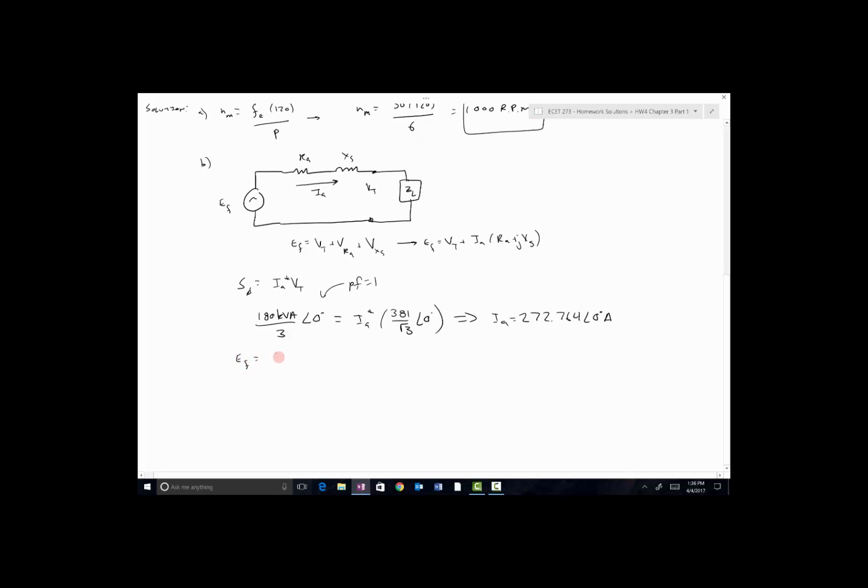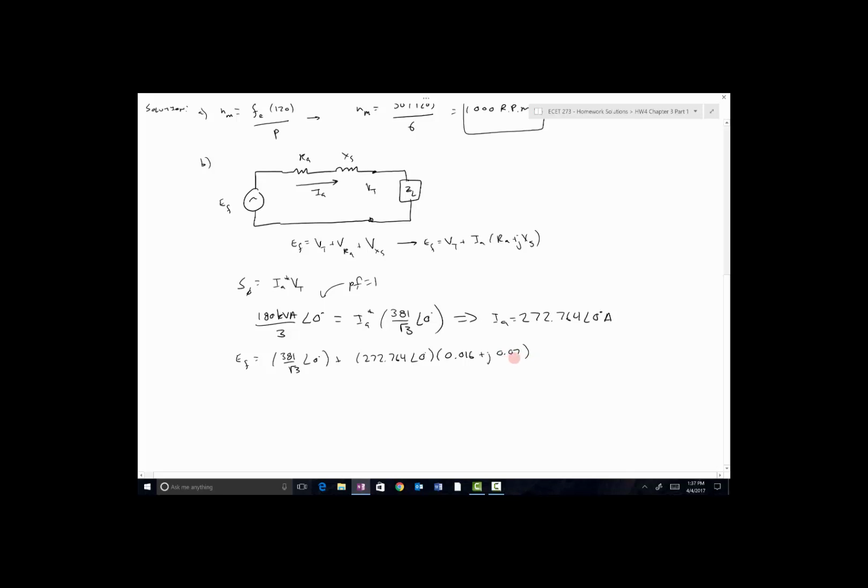Excitation voltage is going to be equal to 381 over root 3, angle 0 degrees, plus 272.764, angle 0 degrees, times 0.016, which was the armature resistance, plus j0.07, the synchronous reactance of the armature.